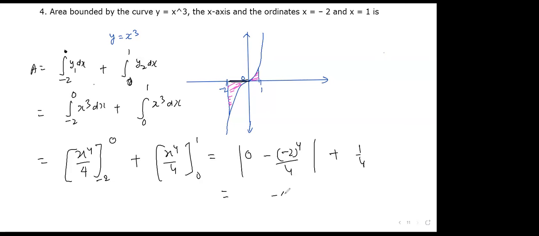This is modulus of -4 plus 1 over 4. So 4 plus 1 over 4, that is 17 over 4 square units. If you check your answer, you will find that part D is the correct answer.